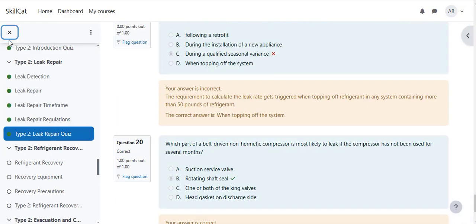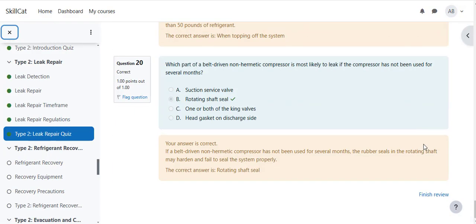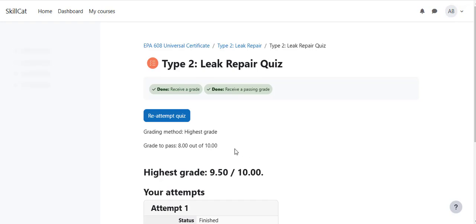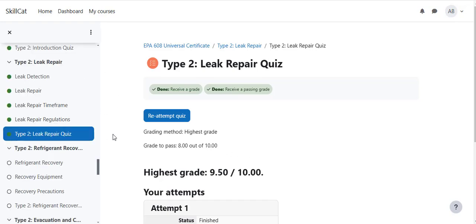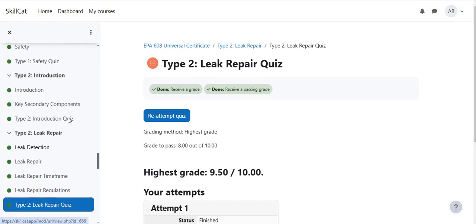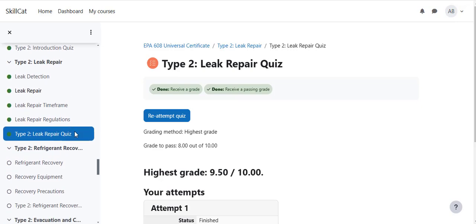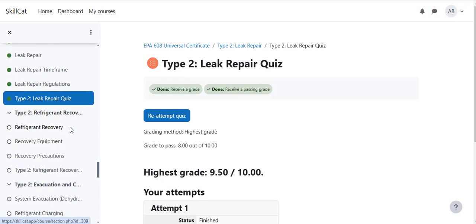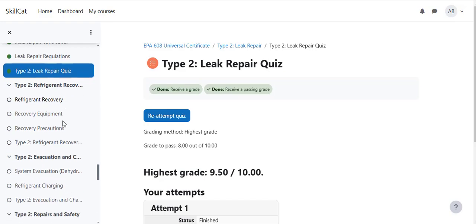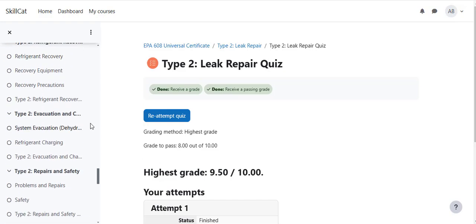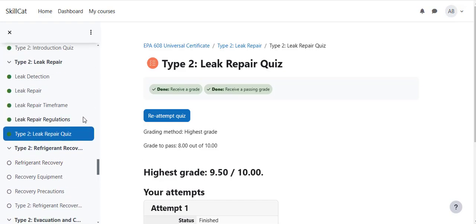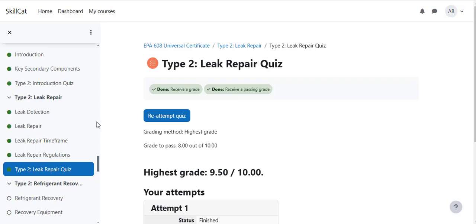Okay, now we finished both introduction for type 2 and leak repair. The next one will be refrigerant recovery. Okay, and we will take it in another video.